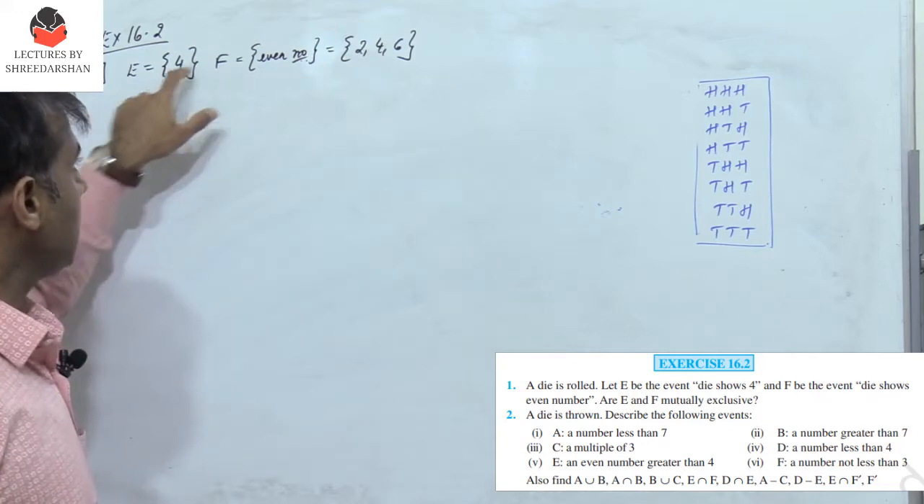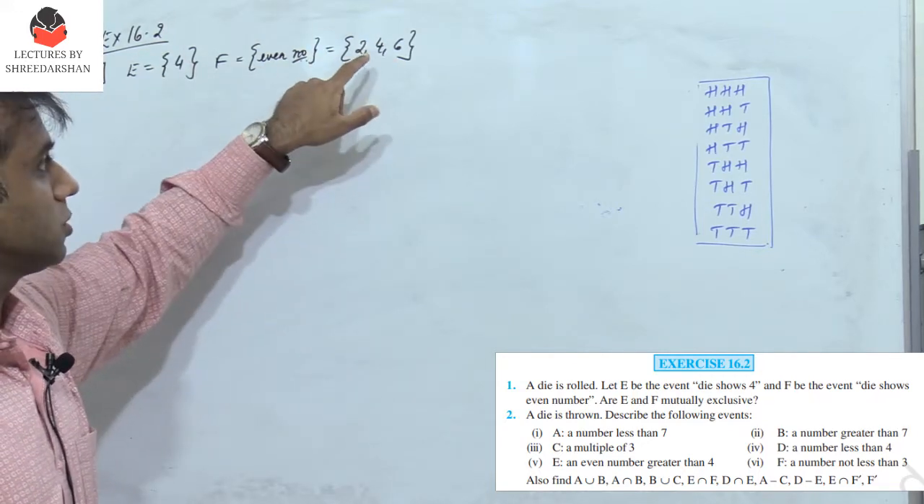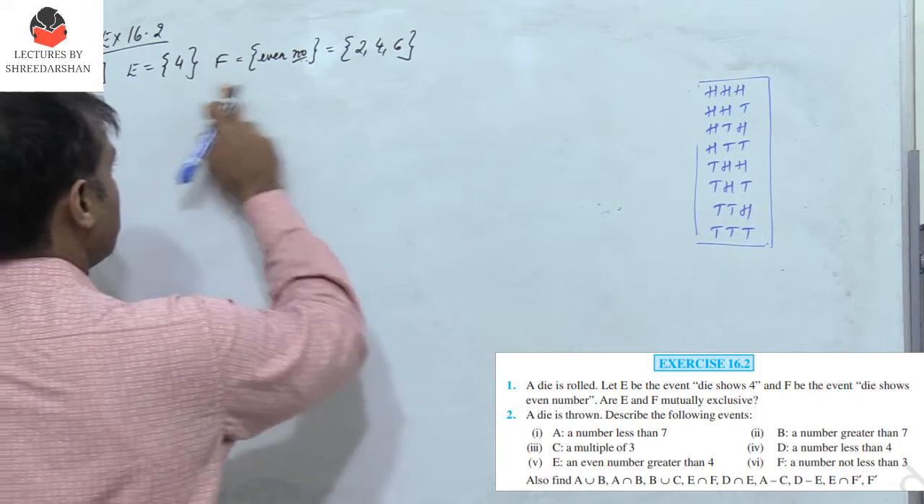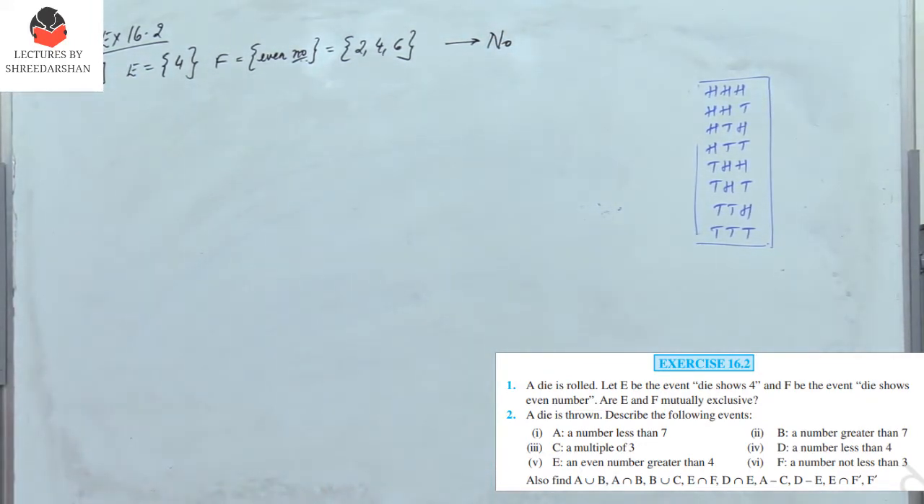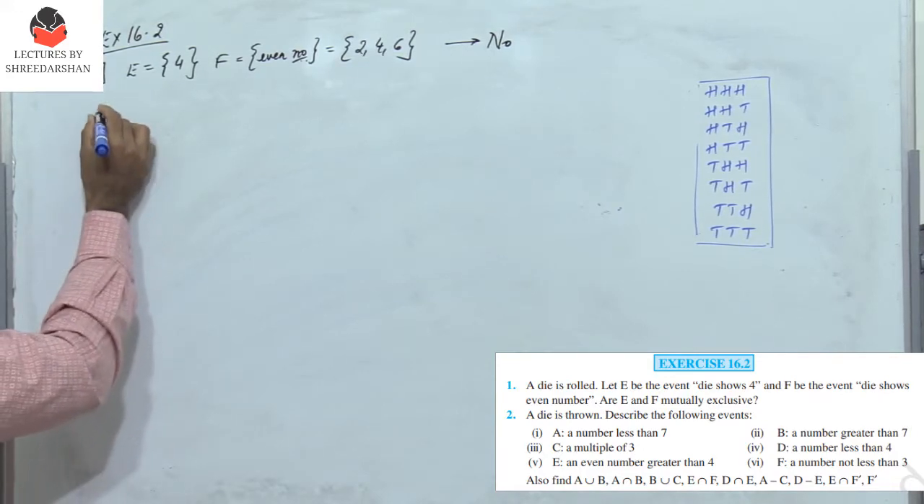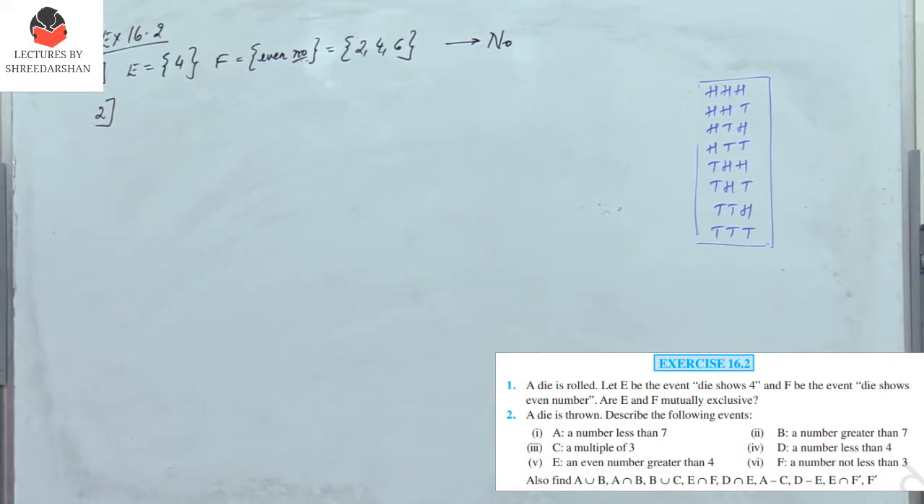But I find that E and F have one term in common, which is 4. So therefore, are they mutually exclusive? The answer is no. They are not mutually exclusive. That's the answer.